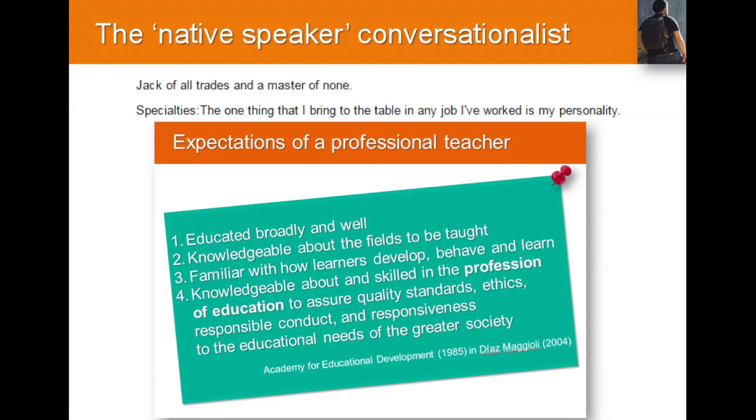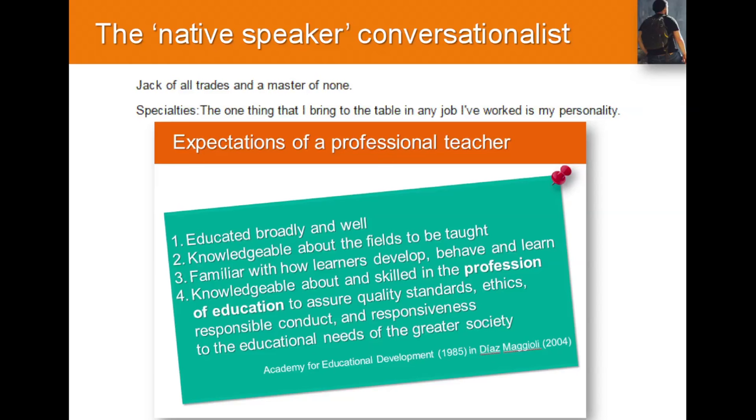Basically, let's go back to what V.S. Majoli identified as the expectations of a professional teacher, and let's analyze John with reference to that. First thing, educated broadly and well. Let's give John the benefit of the doubt. We don't know, but his past experience doesn't seem to give us a lot of indication of that.